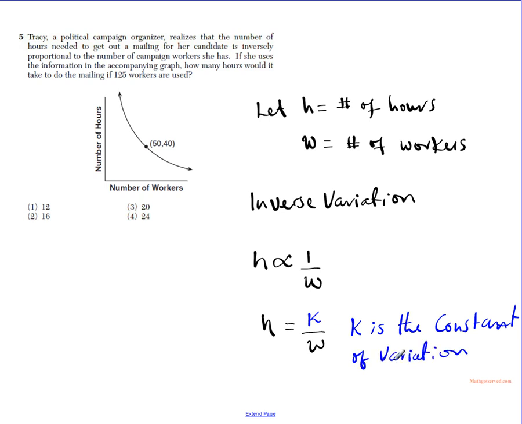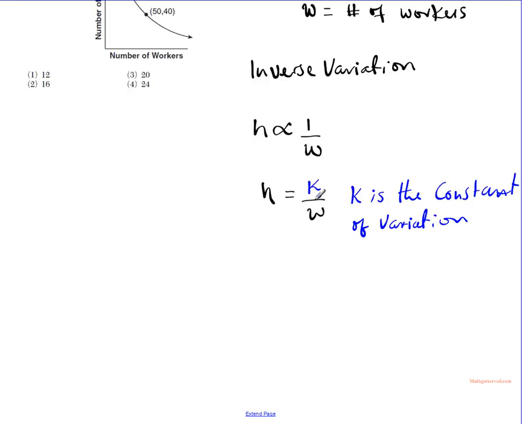So what on earth does this equation tell me? If I multiply both sides by w, it tells me that h times w is always going to be constant. Whenever you have an inverse variation, the two quantities that exhibit inverse variation, whenever you multiply them together, guess what? You always get the same number. So this is the whole idea of inverse variation. This is basically the formula that we're going to use to solve the problem.